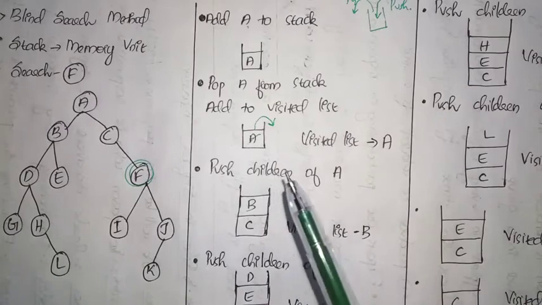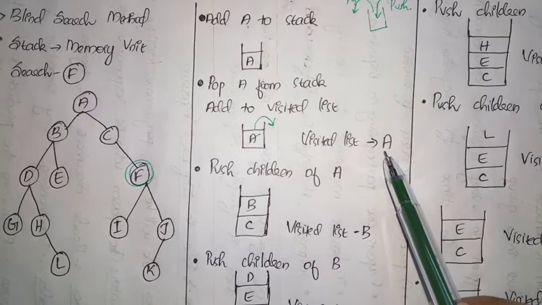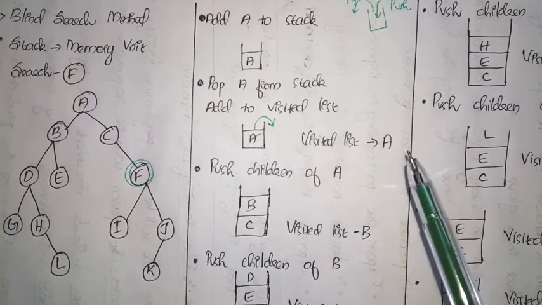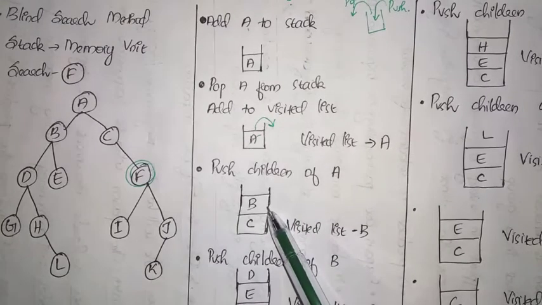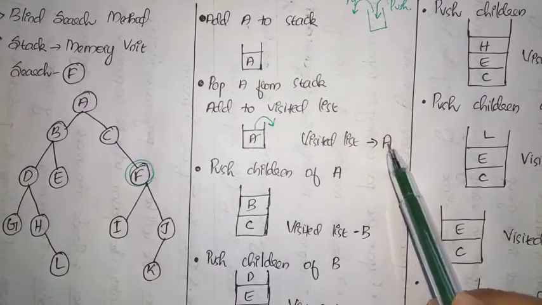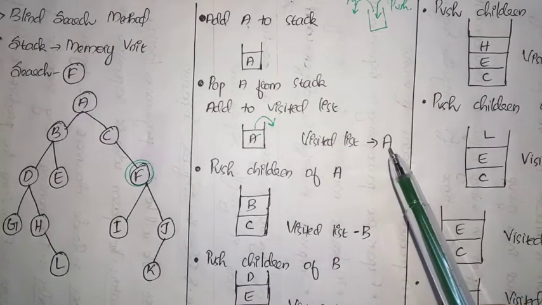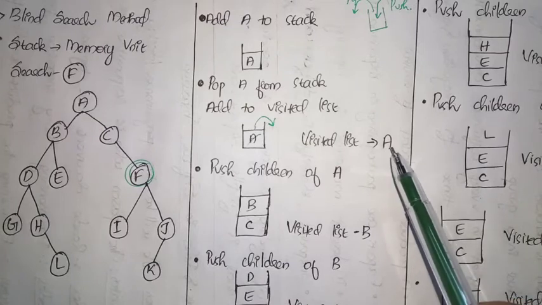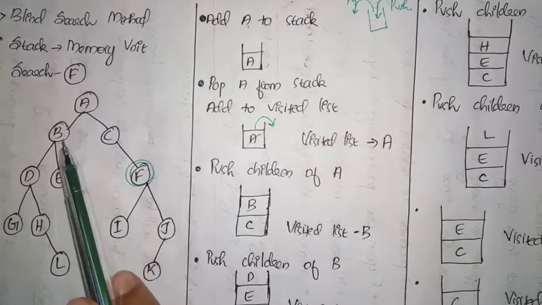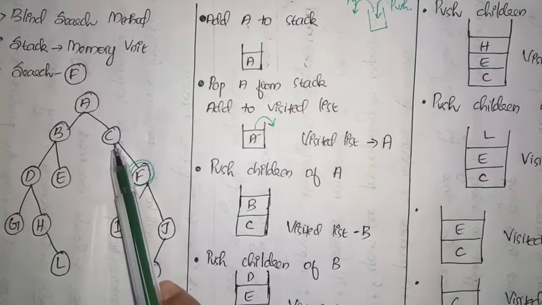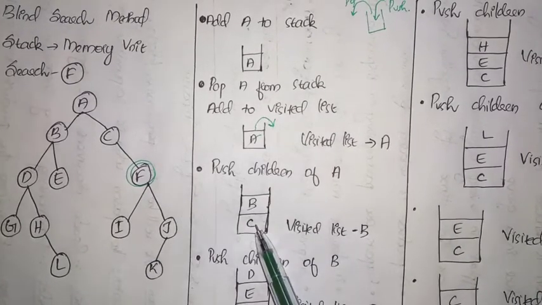Then the item that is added into the visited list, that is A, that node's children are pushed into the top of the stack. The item that is popped first and added into the visited list is A. Now we will be pushing the children of this node A into the stack. A has two immediate children, that is B and C. Then we will be pushing B and C into the stack.